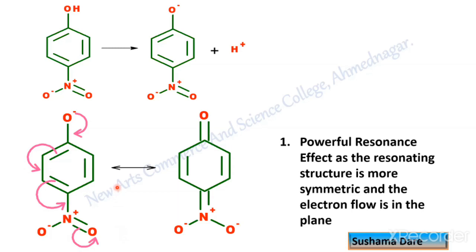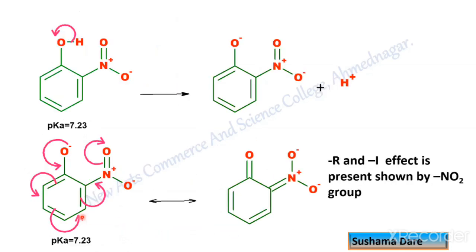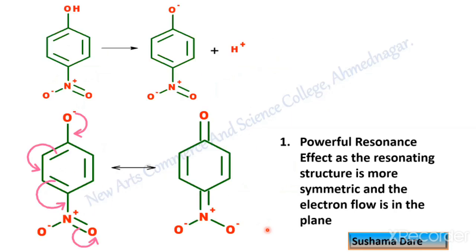negative charge is delocalized, but that delocalization is not symmetric, right? So we call this structure a paraquinoid structure. And in the ortho compound, this structure is called an orthoquinoid structure. So orthoquinoid structures are always less stable as compared to the paraquinoid structure. So this conjugate base is highly stable.